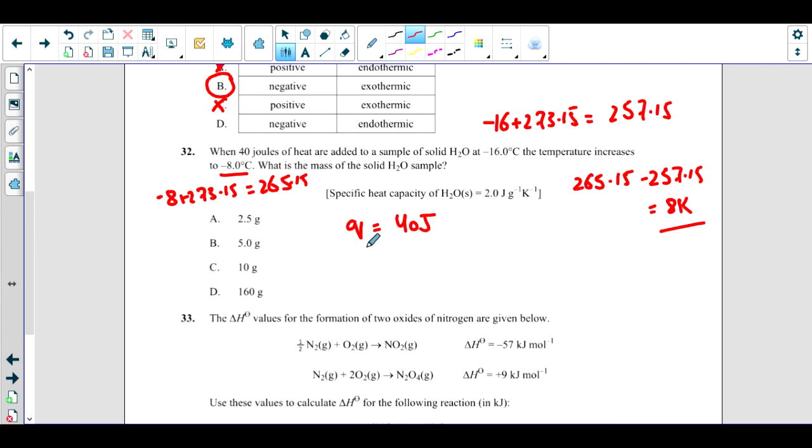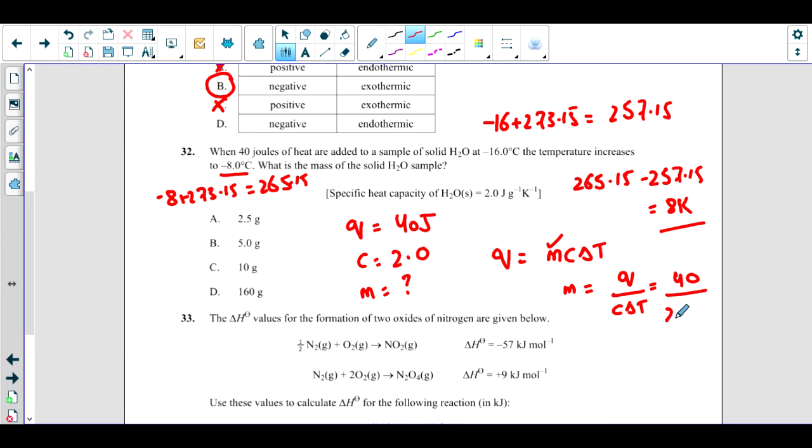Now what Q is there? C is 2.0, and mass we want to find. So we have the formula Q equals MC delta T. M is the missing term, so M equals Q over C delta T. Put the values, 40 divided by 2 times 8. So the answer you will get will be 2.5 grams.